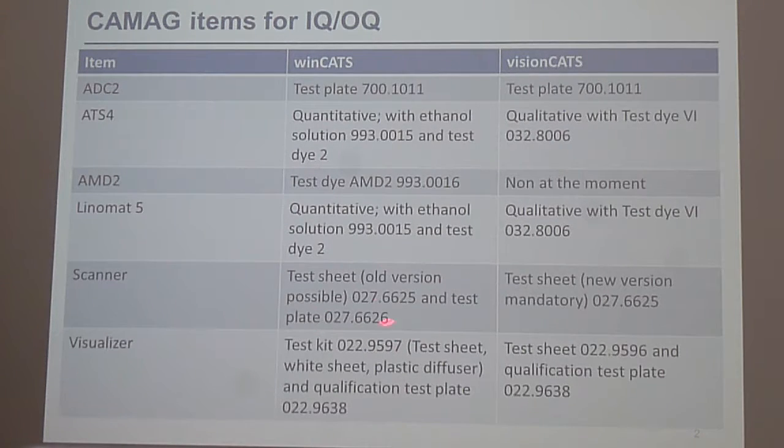But you get rid of the test plate. The test plate was 200 Swiss francs. So on each and every qualification, you save 200 Swiss francs, or the cost only. The customer has to pay the same.